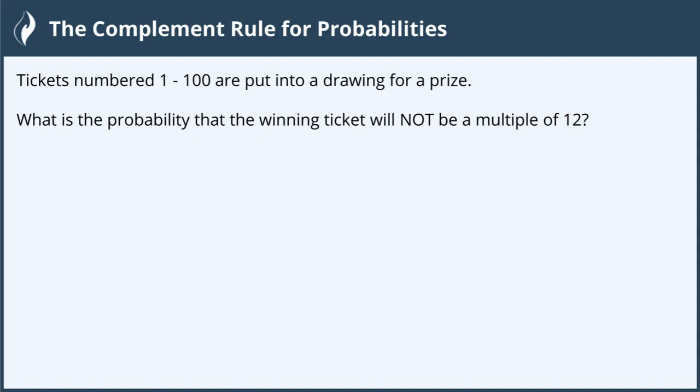Tickets are numbered 1 through 100 and put into a drawing for a prize. What is the probability that the winning ticket will not be a multiple of 12?